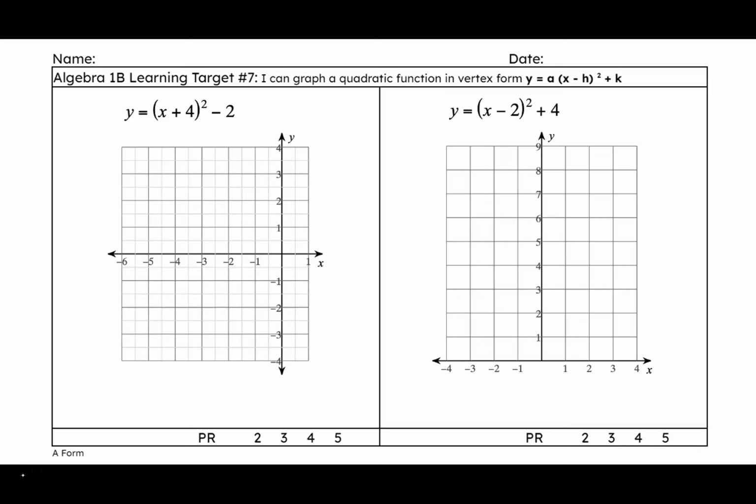This is Summer School, High School Credit Recovery, Algebra 1B, and Learning Target number 7. I can graph a quadratic function in vertex form. y equals a times the quantity x minus h squared plus k.